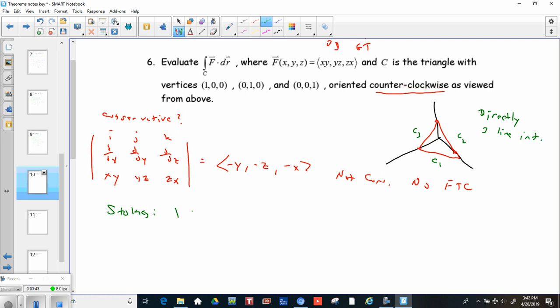So I have one surface. That's the plane. So I'm not talking about anything underneath of it. It is bounded by C. You can add all these up and just call it one big C. And it is positively oriented because that's what it tells us, counterclockwise. So we're good. We can use Stokes' theorem.